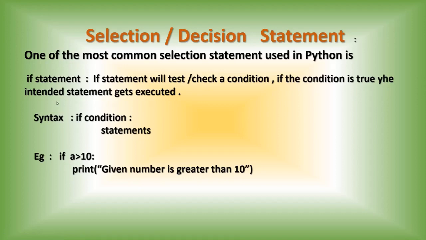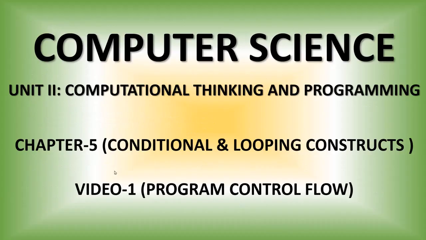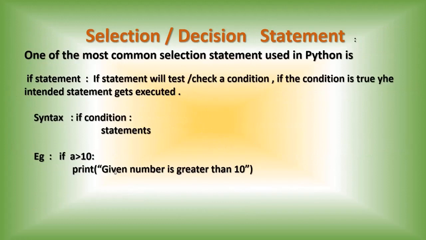Now this is a syntax and this syntax I just converted into example format. So a greater than 10 is the condition part. After that I just put a colon. Then the indented statement is print given number is greater than 10. This is the indented statement coming under that if statement. That means if a greater than 10, then that particular message will be displayed on the screen.